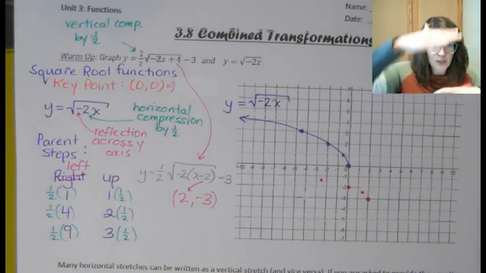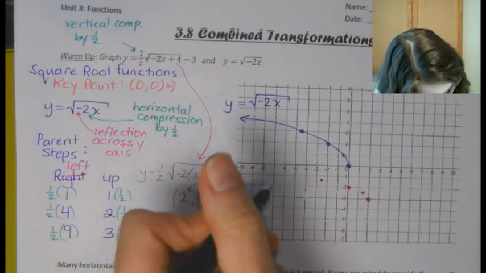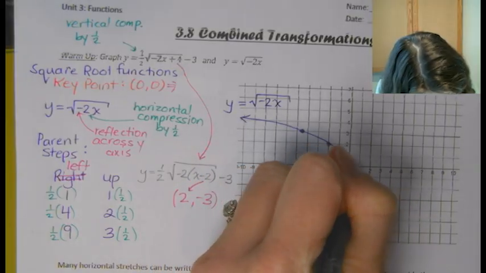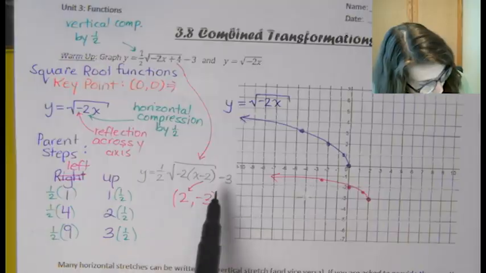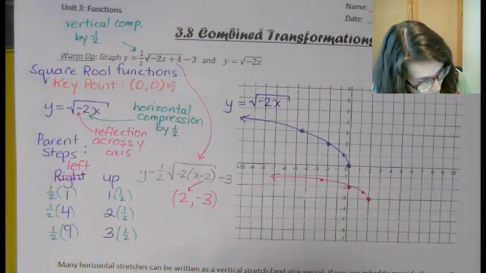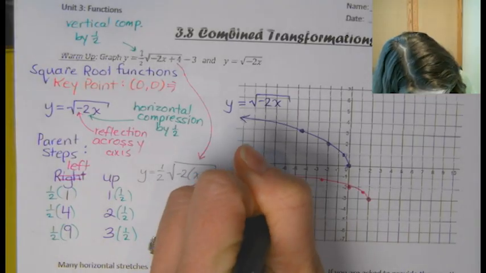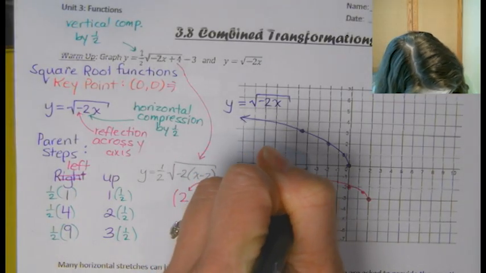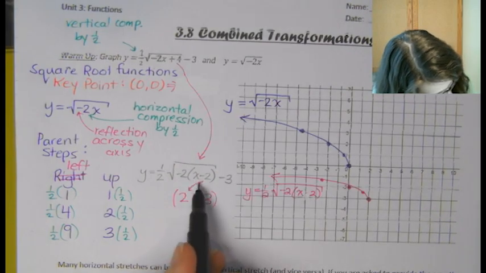So we can see that this one is much more compressed vertically. We just smoothly join our points the best that we can and label it. Luckily this is pretty close to there. y equals 1/2 root of -2 x minus 2, minus 3.